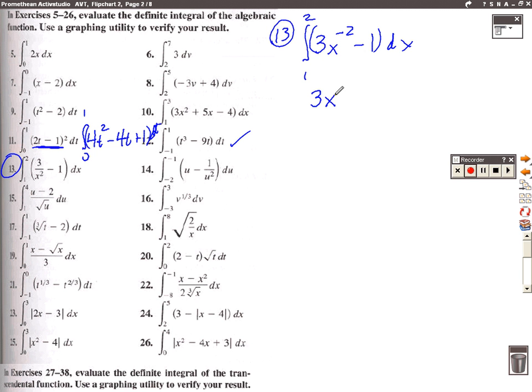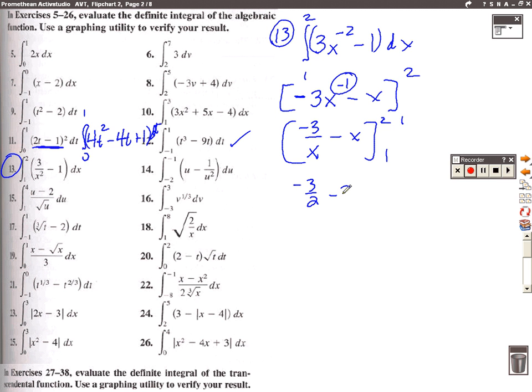Now be careful with negatives. Increase the power by 1 and divide by the power. So that would be negative 3 over x minus x from 1 to 2. Now what you might want to do, since this has a negative power, is go ahead and move it back down and then evaluate it. So that would be negative 3 halves minus 2.